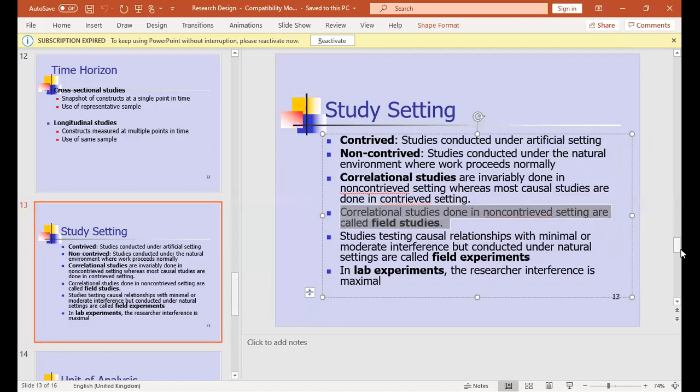Or else, say, what I'm looking at is if you conduct qualitative research. Okay?